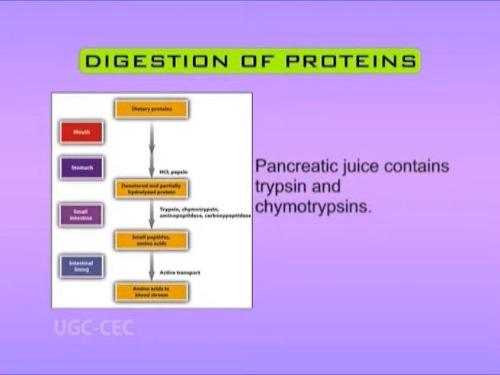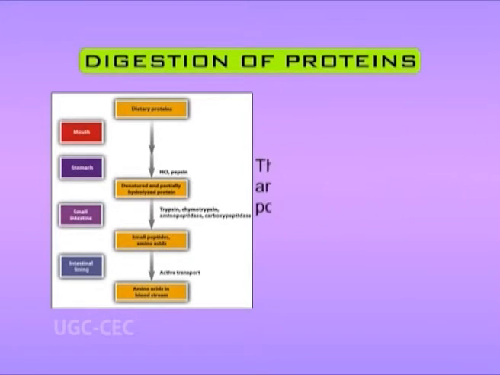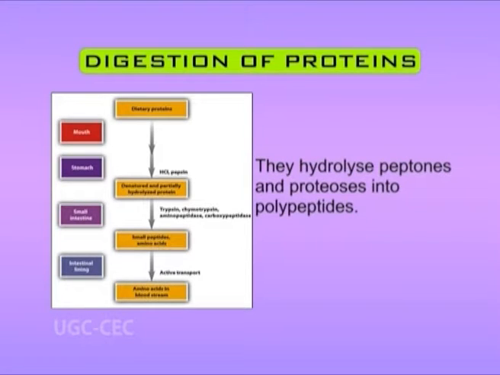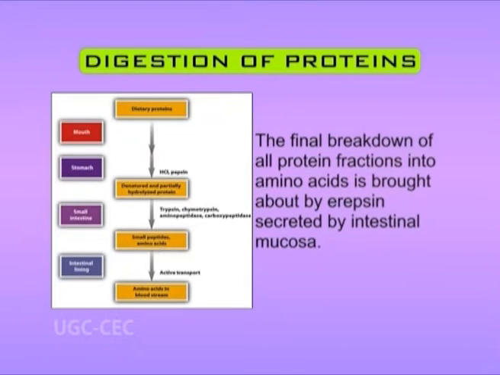Pancreatic juice contains trypsin and chymotrypsin. They hydrolyze peptones and proteoses into polypeptides. The final breakdown of all protein fractions into amino acids is brought about by erepsin secreted by the intestinal mucosa.